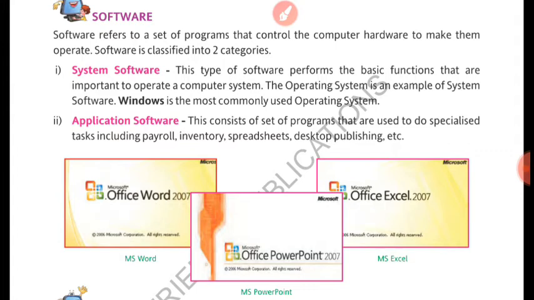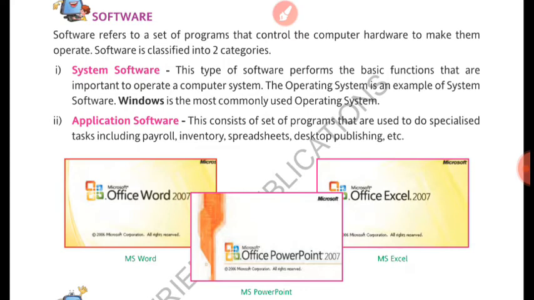Always remember, the computer works only as per our instructions. The computer does not have any mind. The CPU is the brain of the computer, but it does not have its own mind. We have given the instructions to the CPU, and as per our instructions, it performs the work. There are two categories: system software and application software.